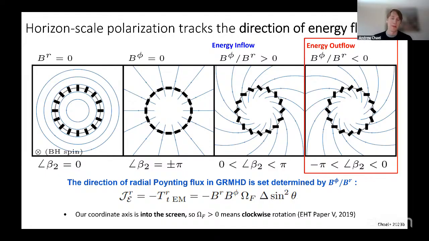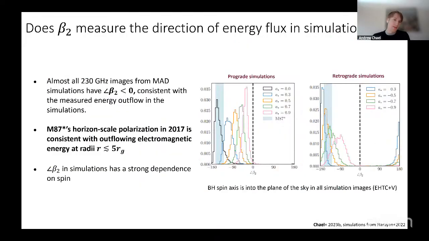And so the question immediately becomes, do we observe this same sort of trend in beta-2 in simulations, where we can actually go in and measure what the direction of the energy flow is? And it turned out that, in fact, we could. So these histograms here on the right are showing the distribution of the angle of beta-2 extracted from simulation images for a range of black hole spins, with the coordinates set up like we think they are in M87. And basically, in all these cases, we observe a negative sign of this phase.